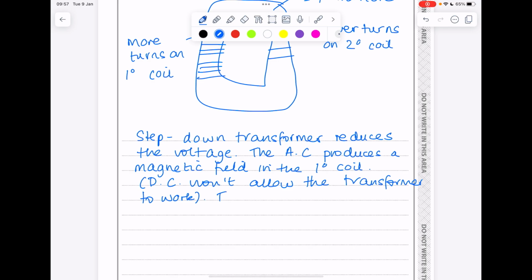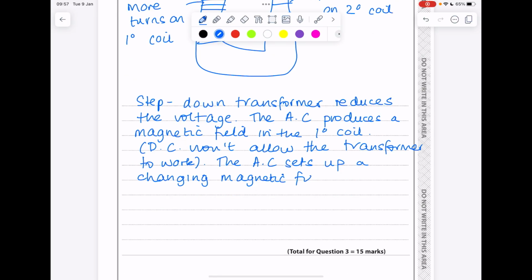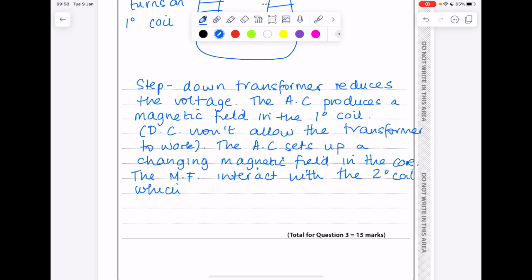That alternating current sets up a changing magnetic field in the soft iron core. The magnetic fields interact with the secondary coil, which induces a voltage in the secondary coil, and that's how you guarantee your 4 marks.